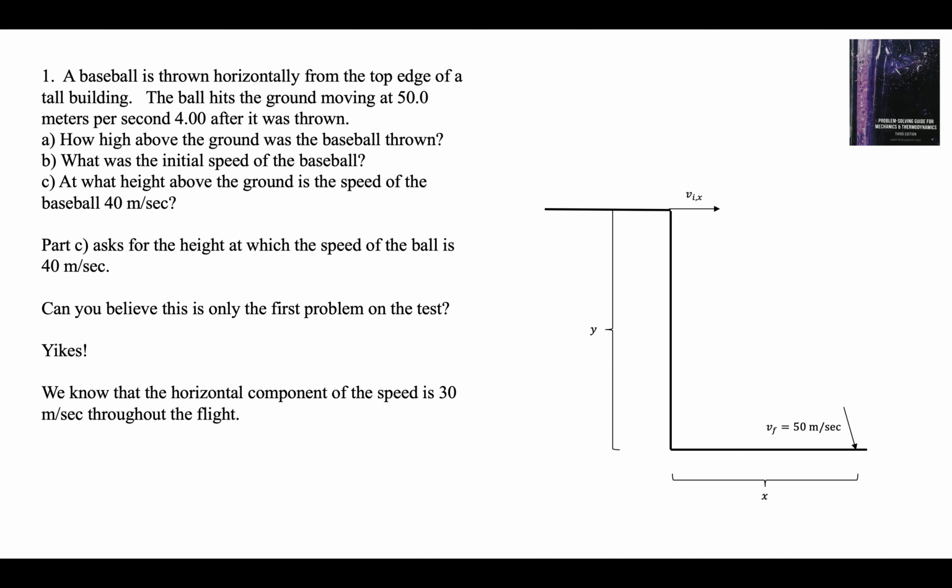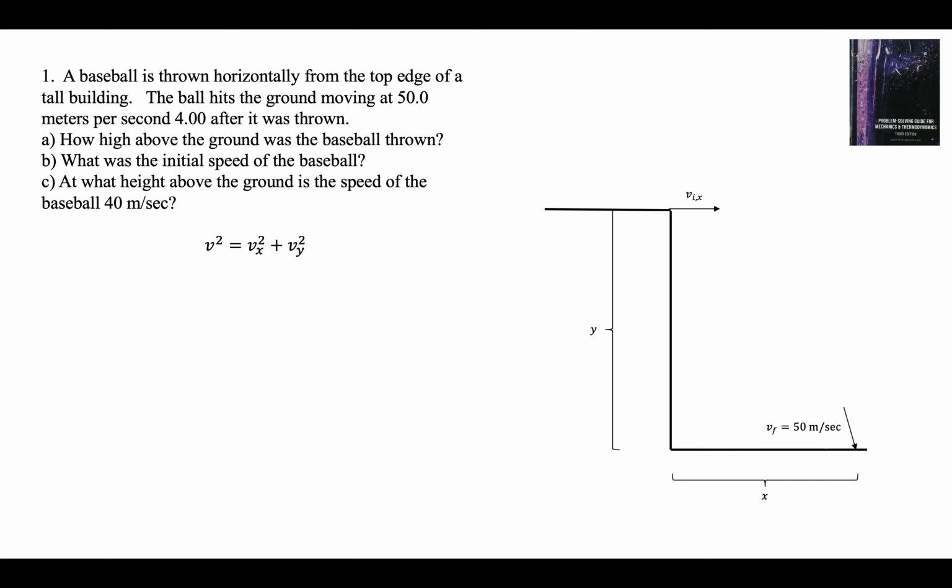Well, we know that the horizontal component is 30 meters per second all the time. So we can use the Pythagorean Theorem again and set the speed of the baseball equal to 40. That's the hypotenuse, the actual speed of the ball. The horizontal component is 30. So again, v equals the square root of vx squared plus vy squared. V in this case is 40. Vx doesn't change. It's always 30 meters per second. So we can solve for v sub y. So v sub y is 26.45 meters per second when the speed of the ball is 40 meters per second.